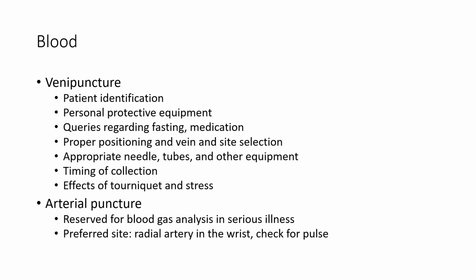Arterial puncture is reserved for blood gas analysis in serious illness, and the preferred site is in the wrist, so the radial artery, and you want to check for the pulse before drawing blood to make sure that it is an artery, because if you recall from A&P classes, you're going to feel the pulse in arteries, you're not going to feel a pulse in veins, because after arteries, it goes through the capillaries, which slows down the flow of blood, and on the vein side, it's trying to go back to the heart, so veins are a lot larger diameter, they allow for flow of fluids, and depend on muscle contractions to move the fluid as opposed to the heart pumping the blood to the extremities, so you want to check for a pulse.